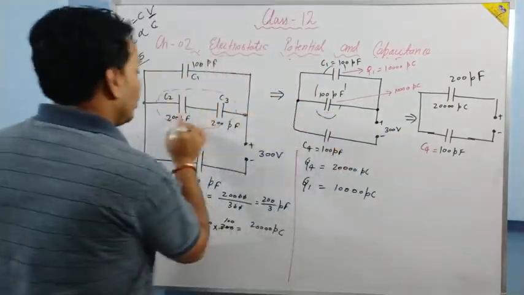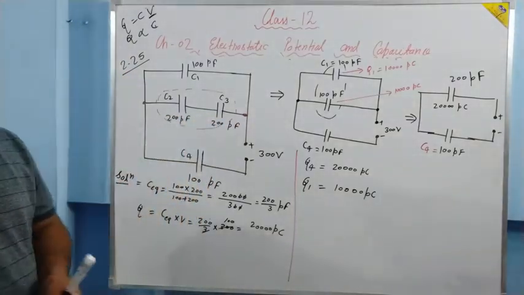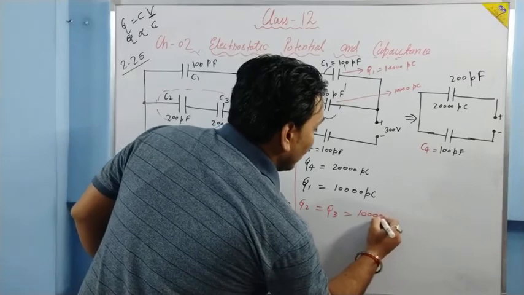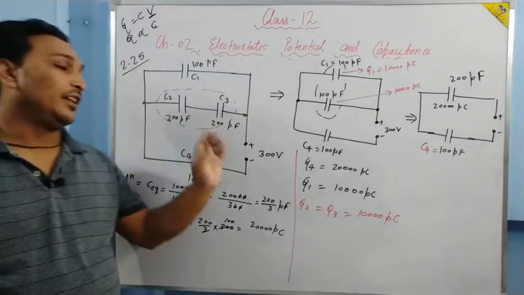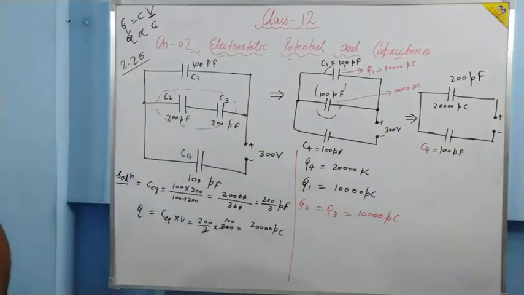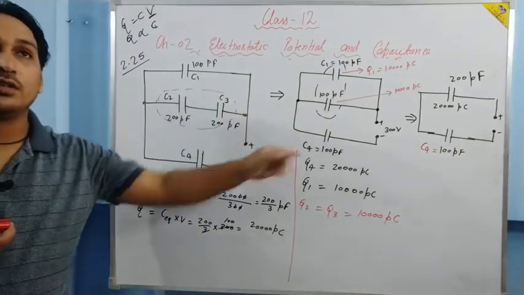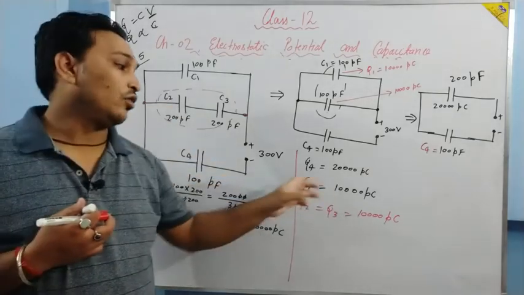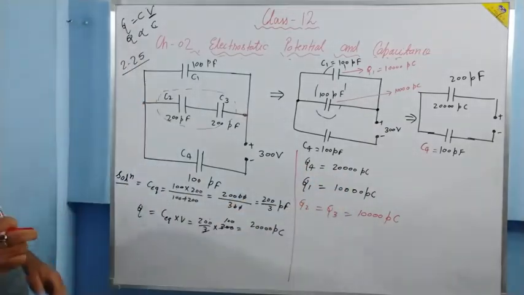But this is the combination of these two, and these are in series. So for series, what happens? Charge remains the same. So basically Q2 and Q3 will also have 10,000 picocoulomb. You might think that 10,000 picocoulomb and 10,000 picocoulomb will become 20,000. But I told you yesterday, if you have not seen the video, please see it. If the first capacitor in the series has charge Q, then the second will also have charge Q, and the third one also has charge Q. Is it clear? So now we have all the charges.